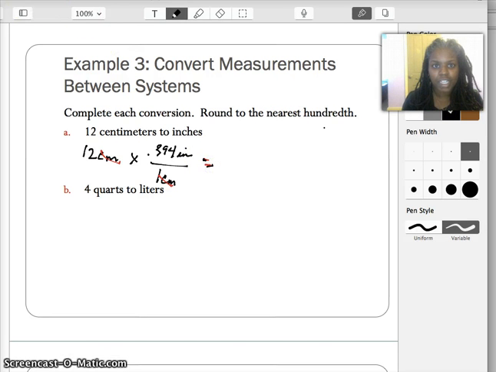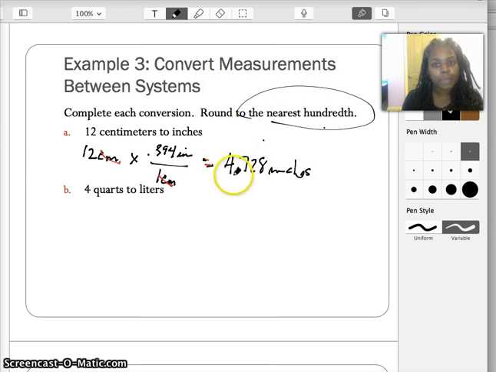So, handy dandy calculator, pull it out, multiply 12 times 0.394. I get 4.728 inches. They asked us to round it to the nearest hundredth. What space is the hundredths place? Tens place, hundredths place, so we're right here. We remember when we round, we're either going to go up or stay there. We're at 2. We can stay here, but the next number tells me that I need to go up because it's greater than or equal to 5. So my answer is 4.73 inches. That makes sense for about 12 centimeters.